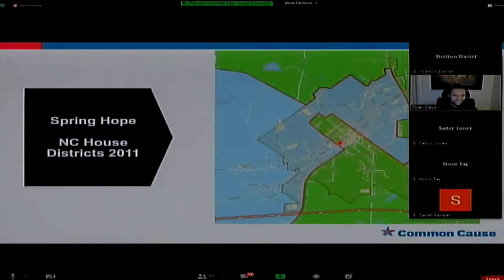Again, there's no reason to do this. There's no reason to split up this area in this way, other than they're trying to do this for partisan advantage or for some other motive. You wouldn't normally split a town like this.